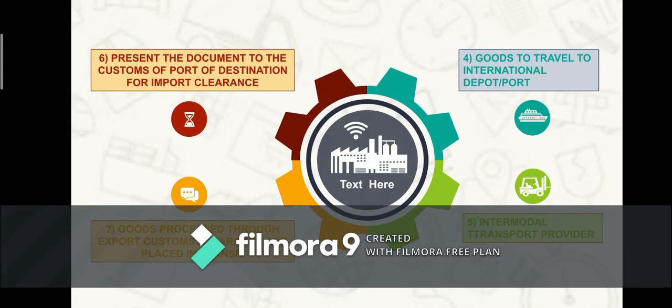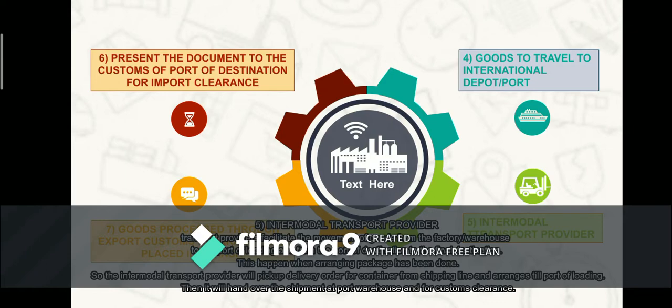After that, we move to the next point, that is the intermodal transport provider. The transport provider facilitates the movement of goods from the factory or warehouse to the port of loading and from the port of destination to the final destination. This happens when arranging the package has been done. So the intermodal transport provider will pick up the delivery order for the container from the shipping line and arrange the port of loading. Then it will hand over the shipment at port, warehouse and for customs clearance.